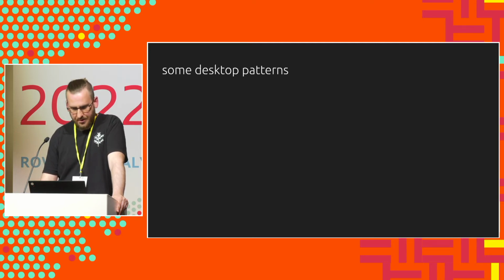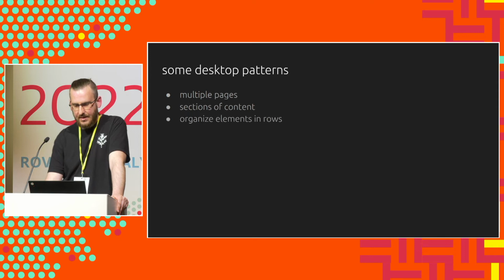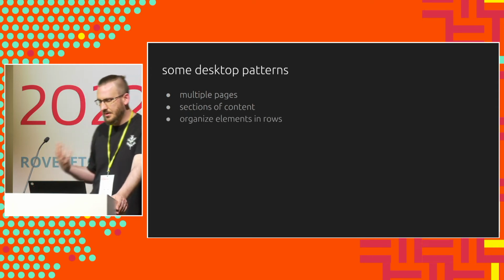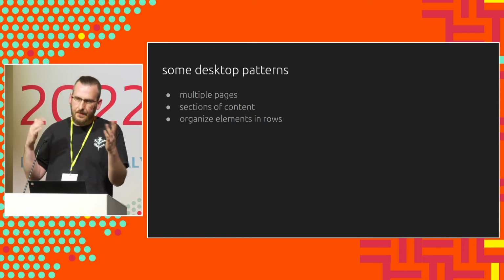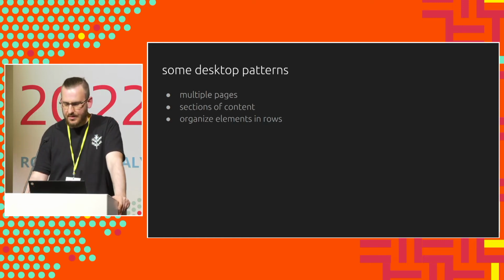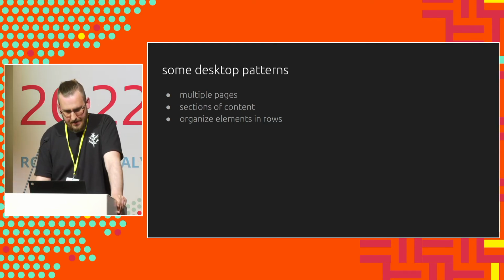So we also noticed some desktop patterns, like most of the time you are used to multiple page applications, which have sections of content. So one page is mostly not enough. And inside those sections, you got most of the time rows or smaller elements. Maybe you can expand them or maybe not. And inside the rows, you got a switch, you got an action, you got a check button. This is really common.